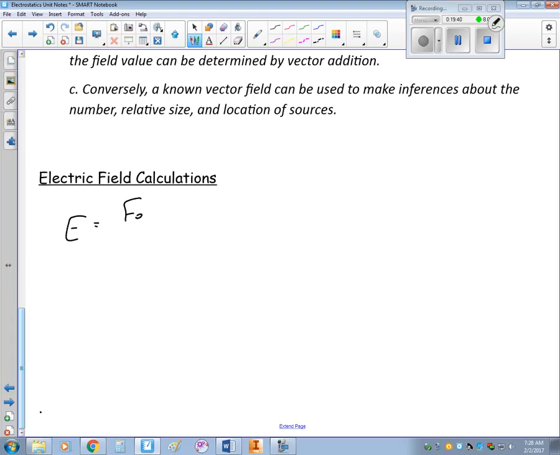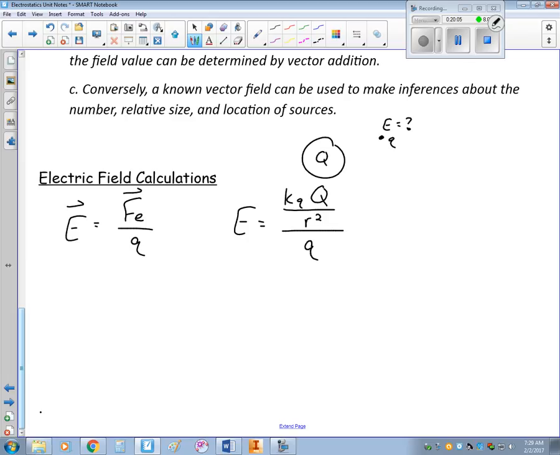Now, the way we calculate electric field is we take the electric force per unit charge. And these are all vectors here. So for electric force, let's say I have a big Q and I'm using a test charge small q to find out what the electric field is at that test charge. So I would have k Q q over r squared, divided by q. So I find that the electric field would look like that.